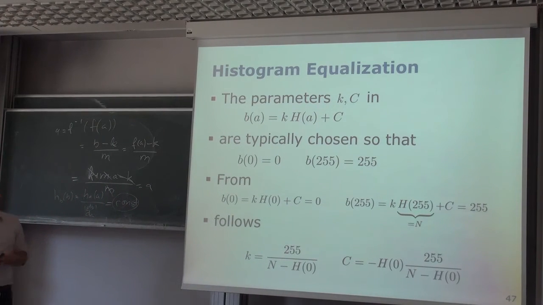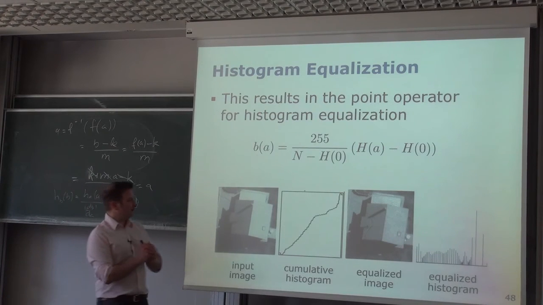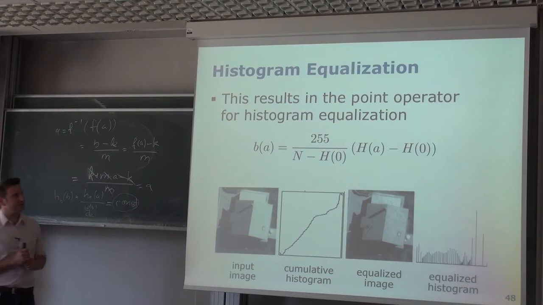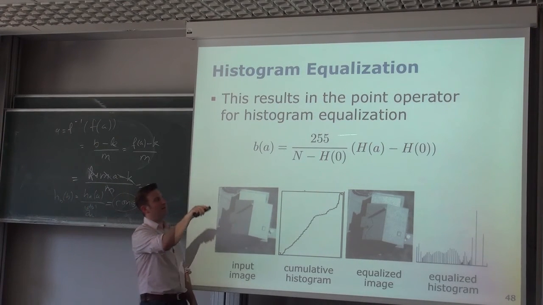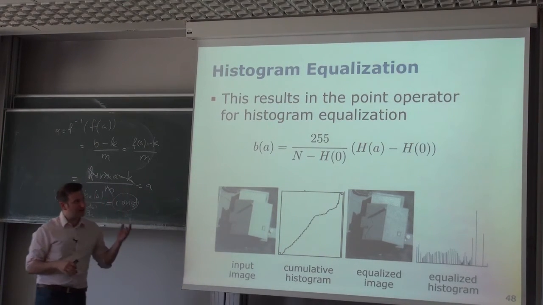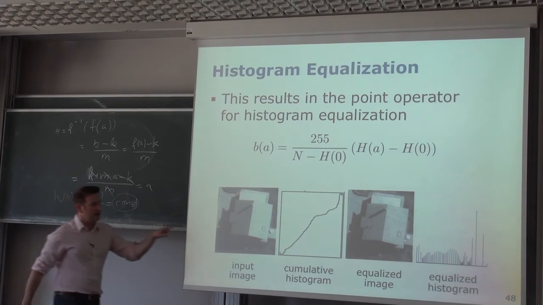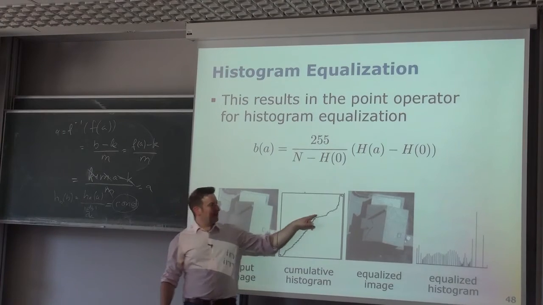It's basically a simple way to compute those values. And now let's have a look at how this looks. So I had this house, which was my original input image. This is now my function which transforms my input to my output. And the function actually looks like this.